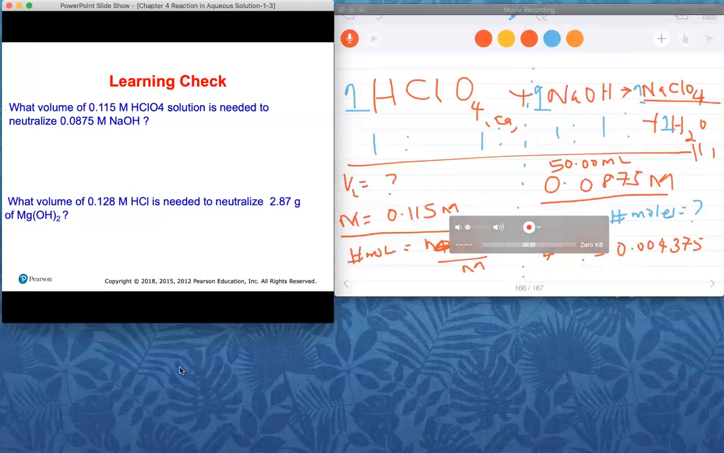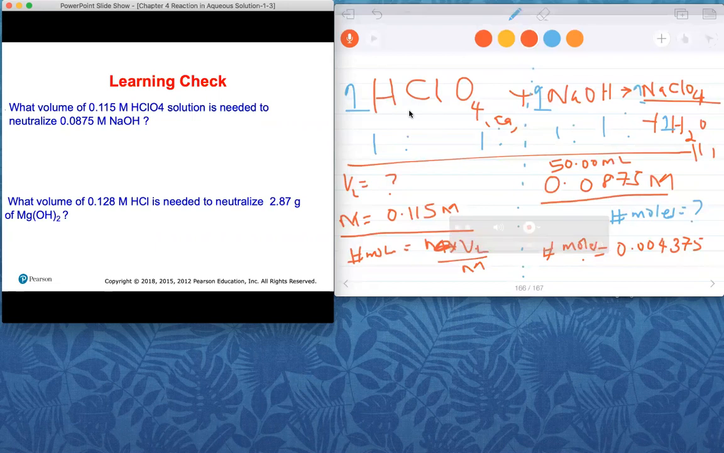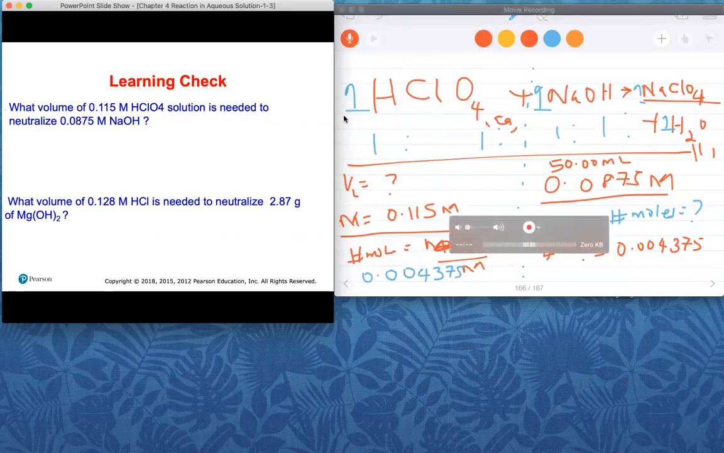Now, from the mole ratio, it is 1:1. So I can say that for every mole of the base neutralized, the same number of moles of the acid are consumed. So here, the number of moles will be the same. Here is 0.00437; the mole ratio is 1:1. If it is 2:1, then we will multiply by 2 on this side. If here is 2 and here is 1, then we will divide by 2. You use the mole ratio.